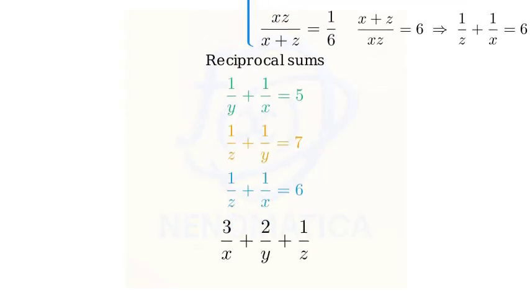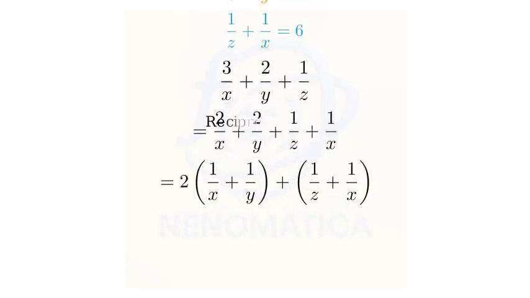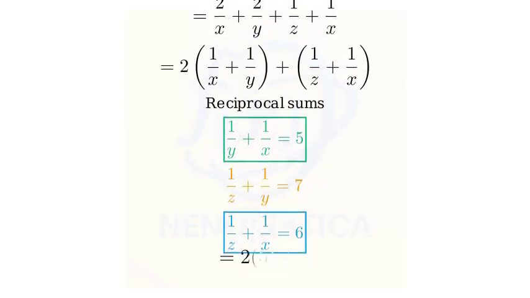Step 2. Rewrite the target. 3 over x plus 2 over y plus 1 over z can be regrouped as 2 over x plus 2 over y plus 1 over z plus 1 over x. That equals 2 times the quantity 1 over x plus 1 over y plus the quantity 1 over z plus 1 over x.